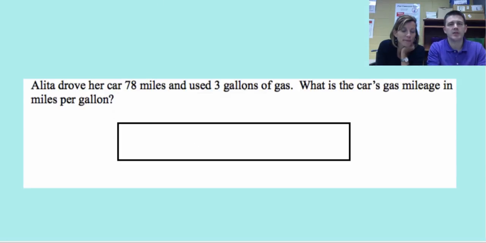Let's try another one. Mrs. King will talk us through this one. Oh, good old Alita. Alita drove her car 78 miles and used 3 gallons of gas. What is the car's gas mileage in miles per gallon? I love how I only have to separate this rectangle into 3.